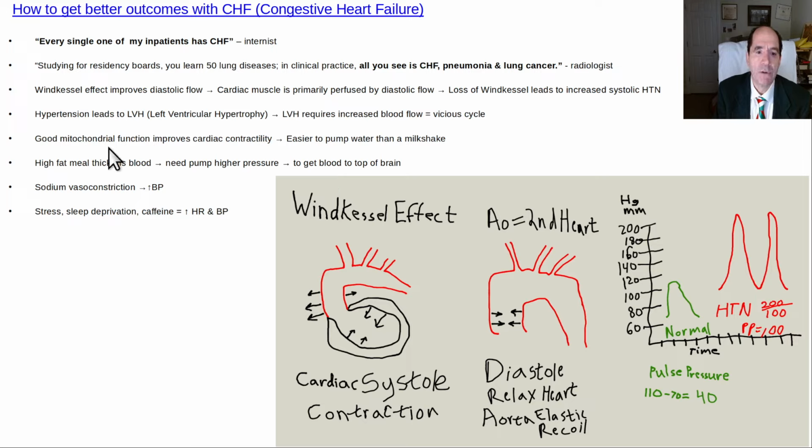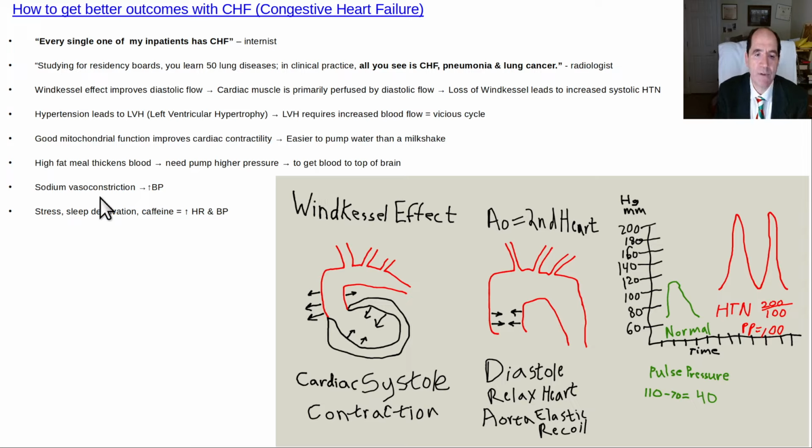Good mitochondrial function will improve cardiac contractility. You want that. You don't want high-fat meals because they make the blood thicker instead of the blood being normal like water. And the reason you have blood pressure is to get blood to the top of your brain, to pump against gravity. So you don't want thick blood, like a high-fat meal sticking your red cells together, making the blood thick. Then you've got to pump at a higher pressure to get it up to the brain. That means more work for the heart when you pump at a higher pressure.